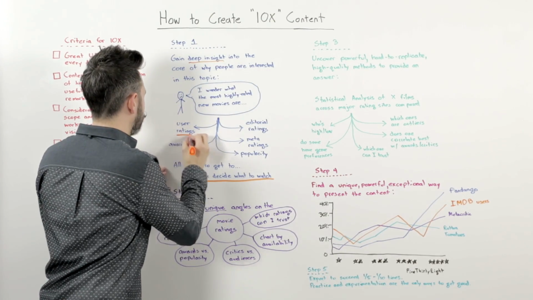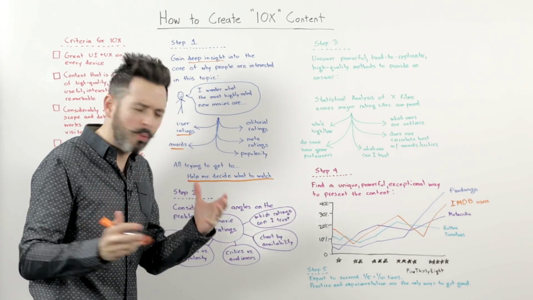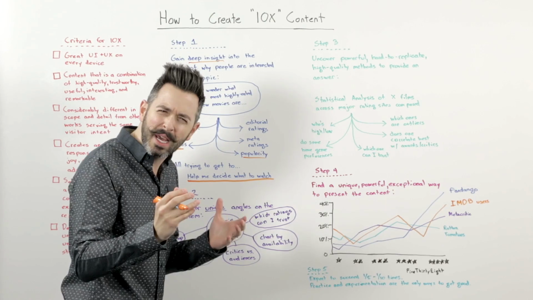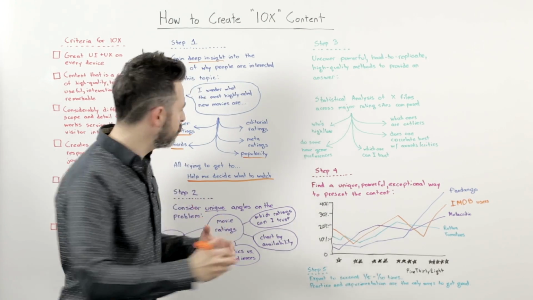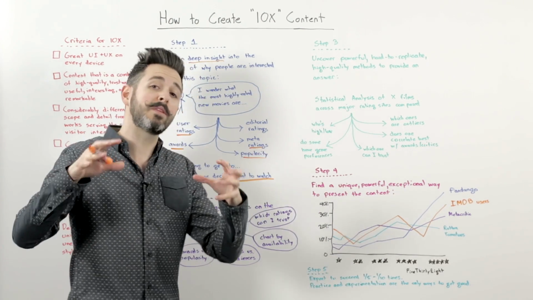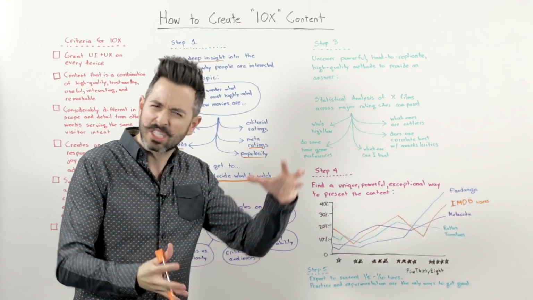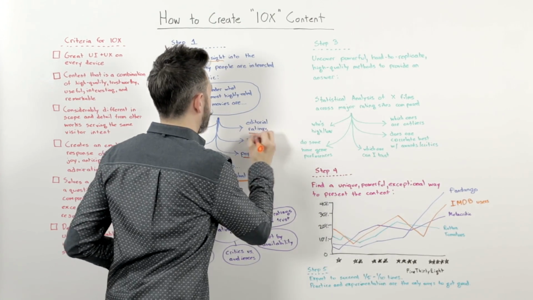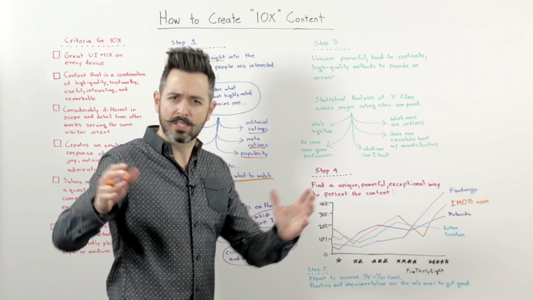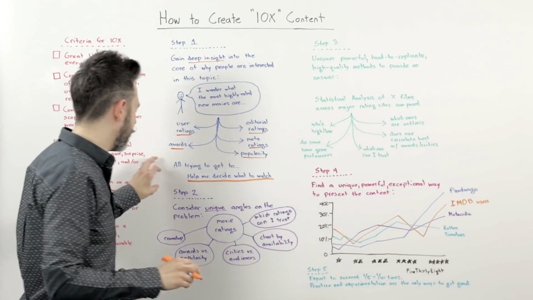It could be about user ratings, or maybe about awards. Maybe it's about popularity. What are the most popular movies out there? It could be meta ratings. Maybe this person wants to see an aggregated list of all the data out there, and it could be editorial or critic ratings, right? There's a bunch of angles there.